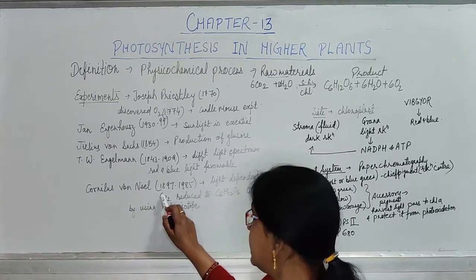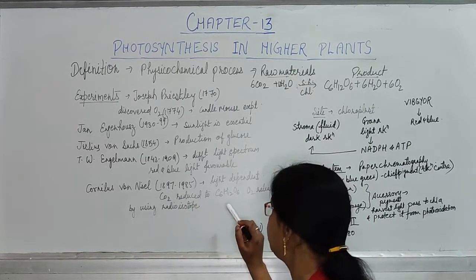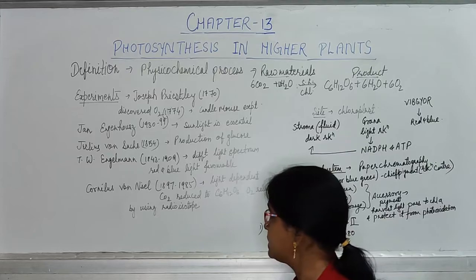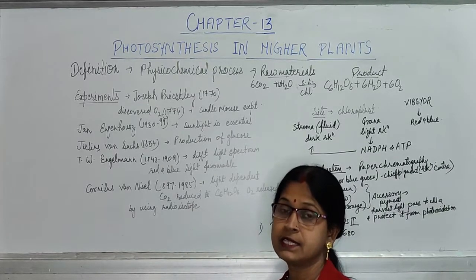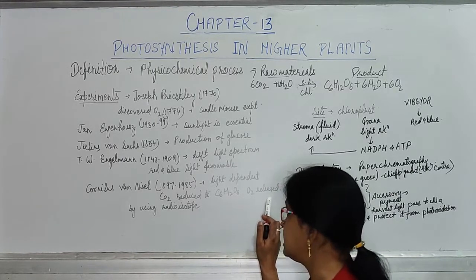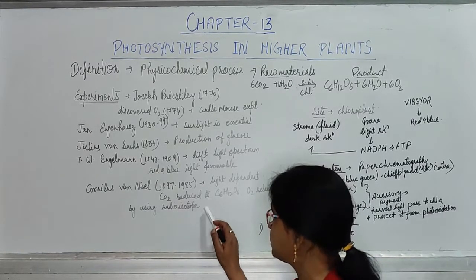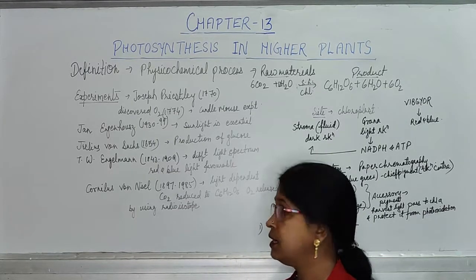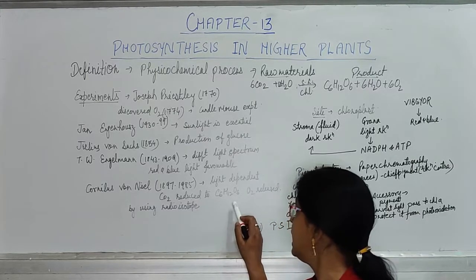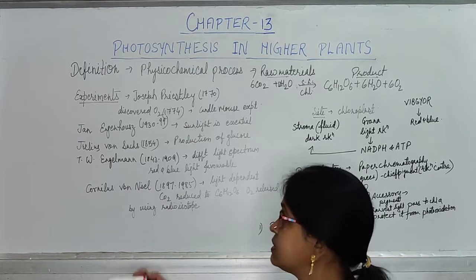Then Cornelius van Niel, whose working time was about 1897 to 1985, concluded that this process is light dependent, and that in this process carbon dioxide is reduced to the sugar molecule, that is C6H12O6, and oxygen is released. For his experiment, he used the radioisotopes of CO2 and other things, so that he came to the conclusion that CO2 is reduced into glucose as well as oxygen is released. So a lot of experiments have been done from time to time. These are some of them.